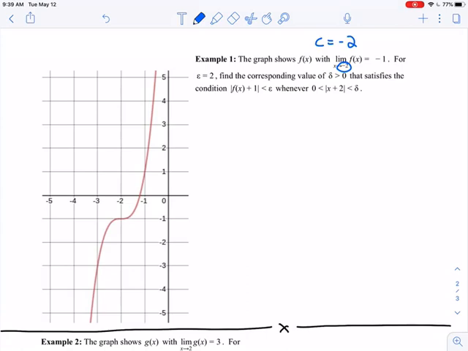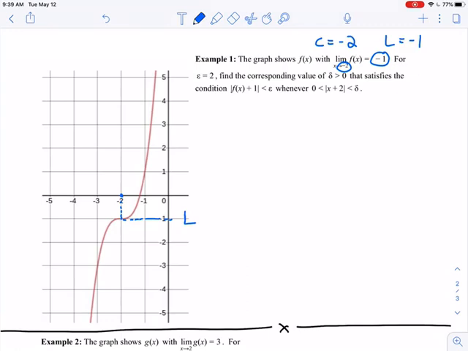And what is my limit here? My limit in this case, L, is equal to negative 1. So that means, okay, for an x value of negative 2, that corresponds to a limit of negative 1. This is my L over here.